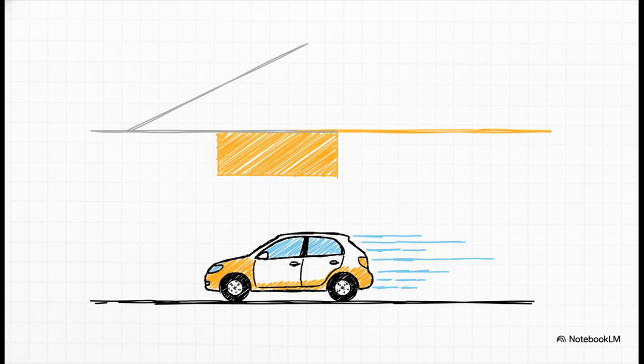Then, let's say the car hits the speed limit on the highway. And look, the line goes totally flat. The slope is 0, which means the acceleration is 0. Now remember, the car isn't stopped. It's just cruising along at a nice, steady, constant speed.